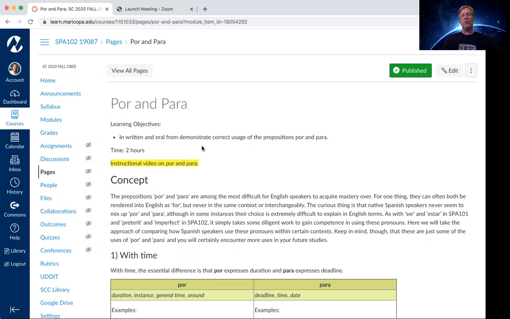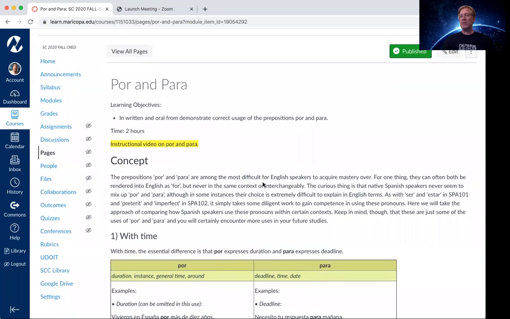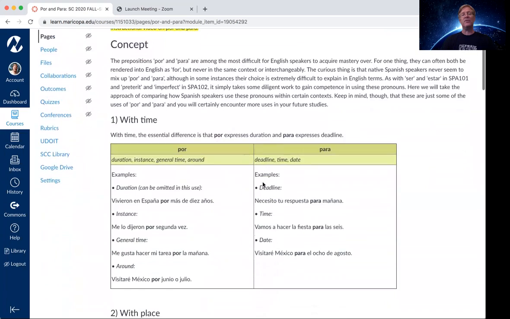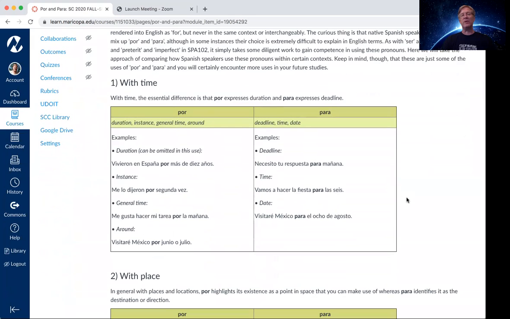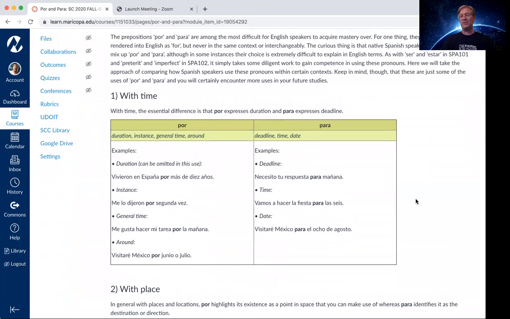So we've tried to break it down into some categories. This is a little bit different in presentation to what you may be accustomed to if you've had Spanish before, where all the rules are kind of just listed side by side all together. So here we've tried to break it a little bit into concepts.